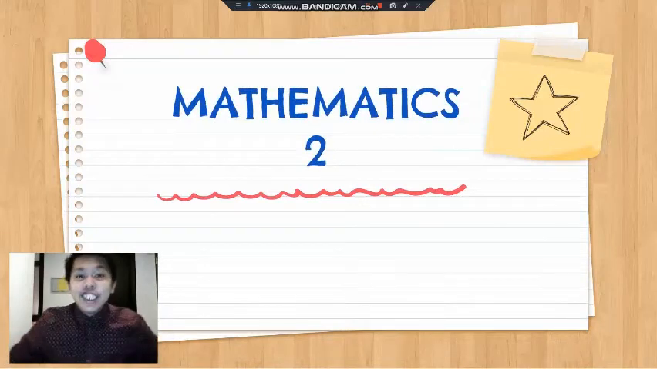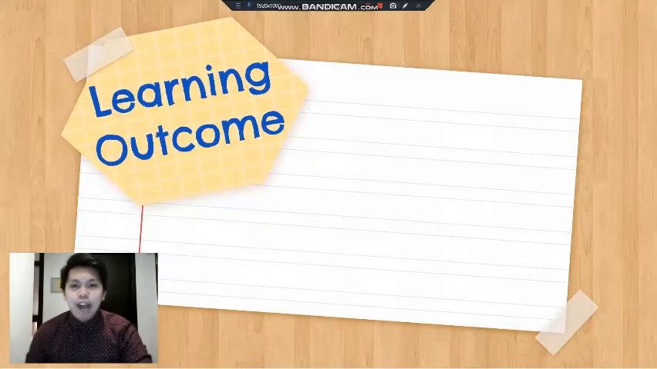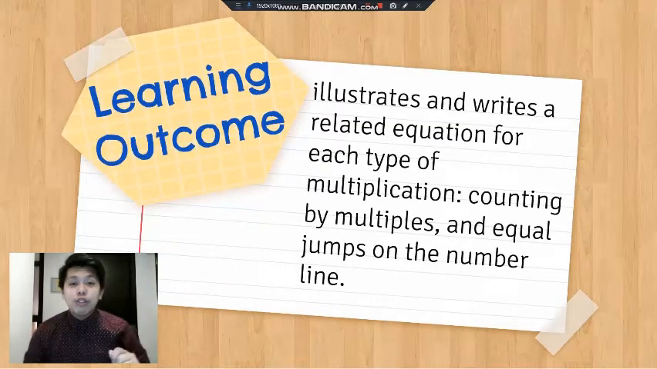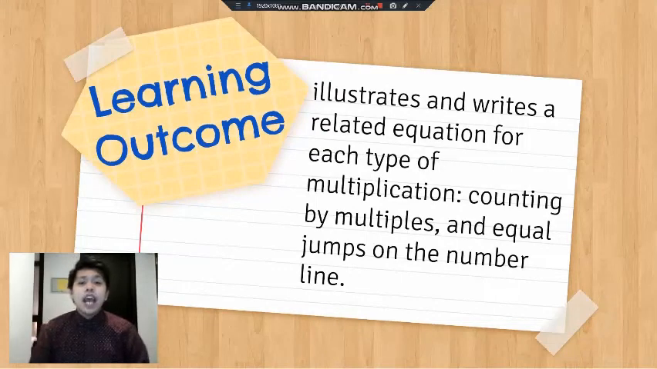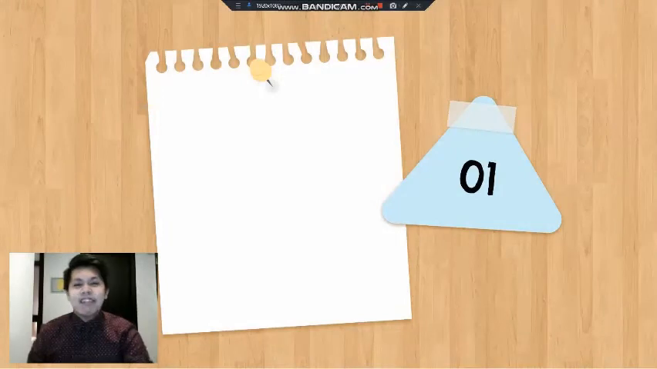Alright, let's start! For our lesson today, our learning outcome is to illustrate and write related equations for each type of multiplication: counting by multiples, and equal jumps on the number line. This is a continuation of our discussion last meeting. But before that, let's have our past question of the day.